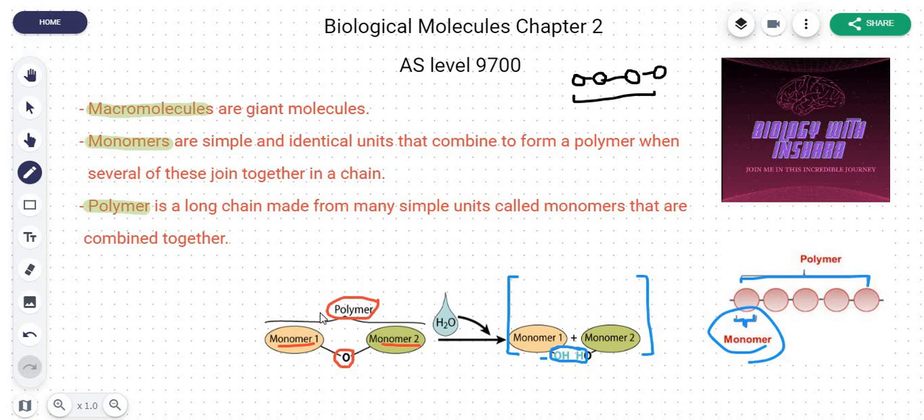And if you want to break this down back into its monomers, you add the water, H2O, to make it back into the monomers. So these are two opposite things to understand.